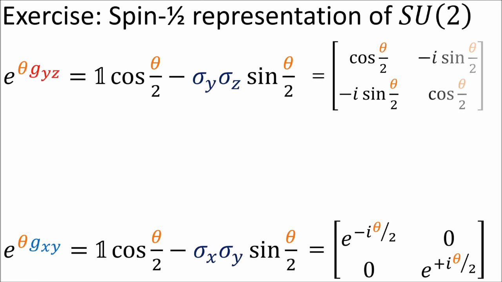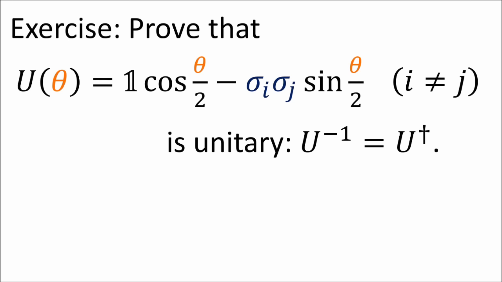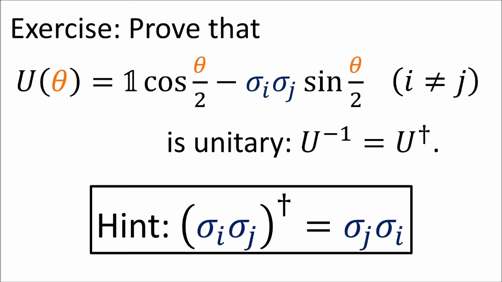We can get the YZ and ZX rotation matrices using similar Euler-style formulas. The only difference is the choice of bivector in front of the sine term. These are the three SU2 rotation matrices for Pauli spinners in three dimensions. As an exercise, you can show that any matrix of this form is unitary, so its inverse equals its Hermitian conjugate. As a hint, you can remember that the Hermitian conjugate of a bivector just swaps the order of the sigmas.